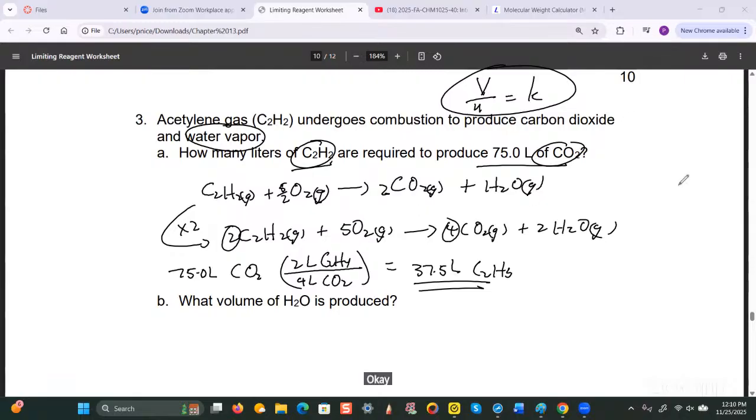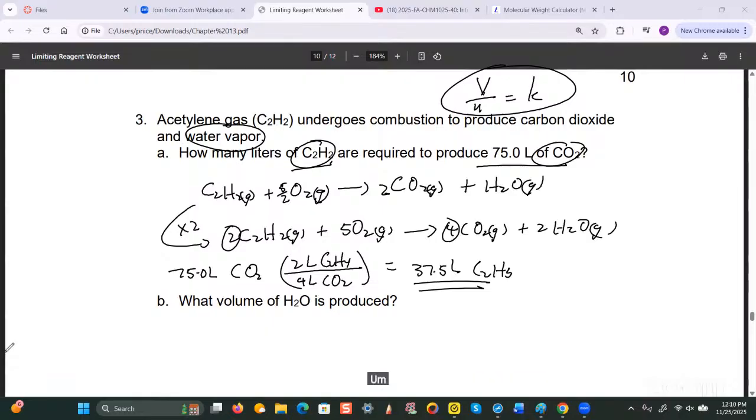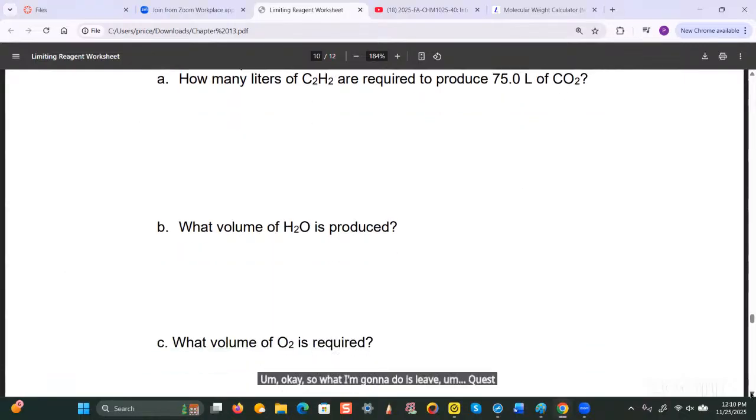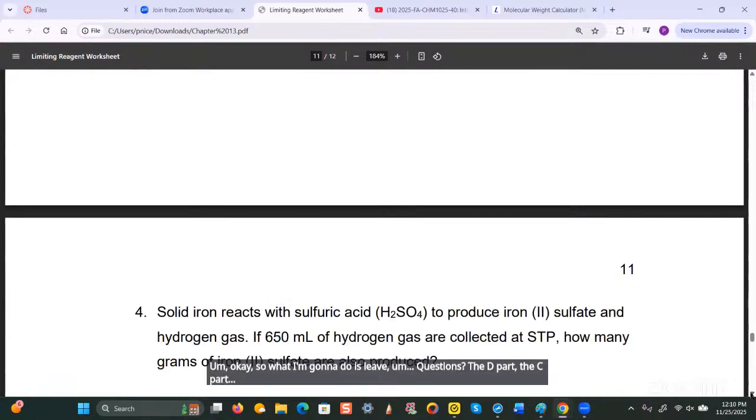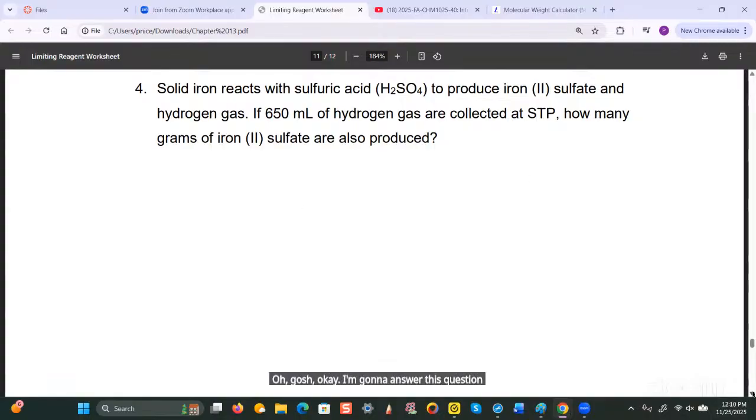Okay, we have 5 minutes left. I was hoping that we would get to the most difficult question. So what I'm going to do is leave the B part, the C part questions. Okay, I'm going to do this question in the time that we have left.